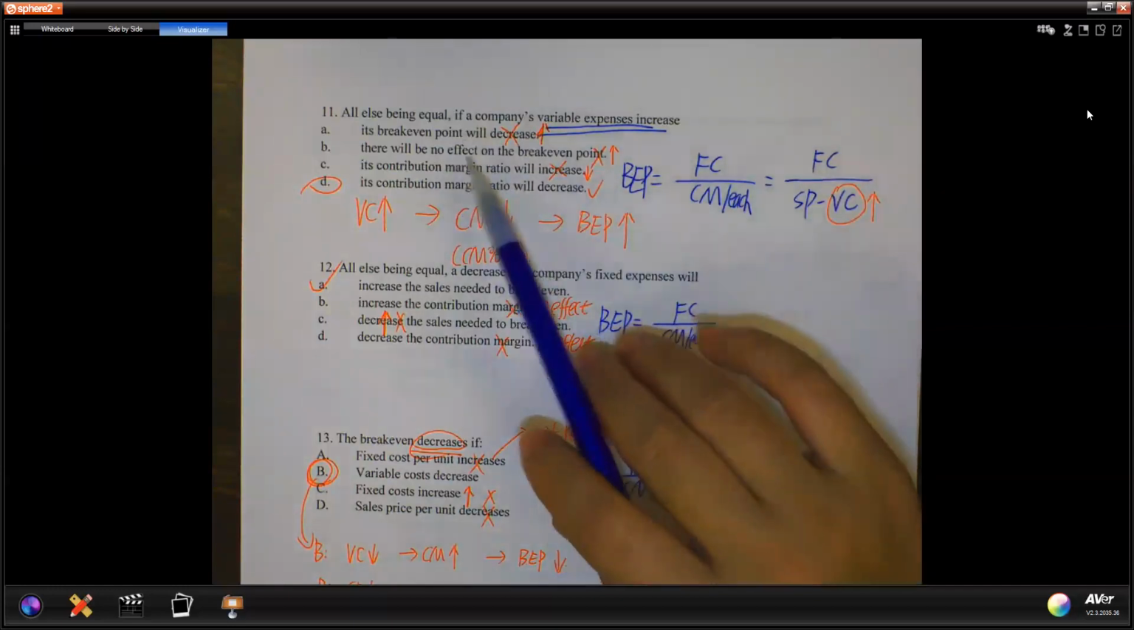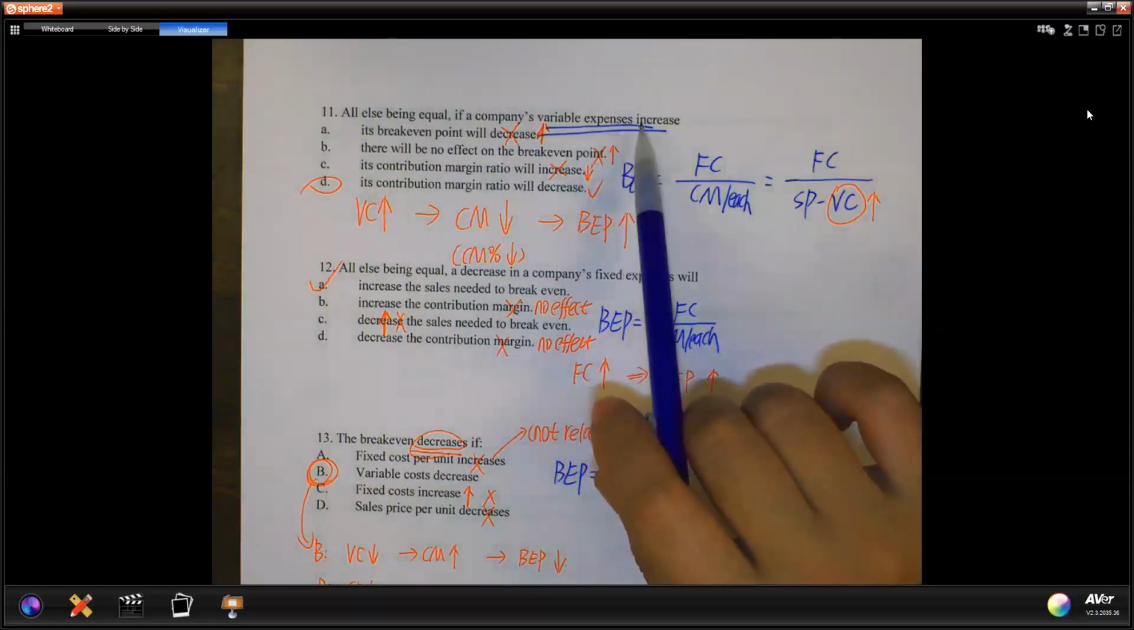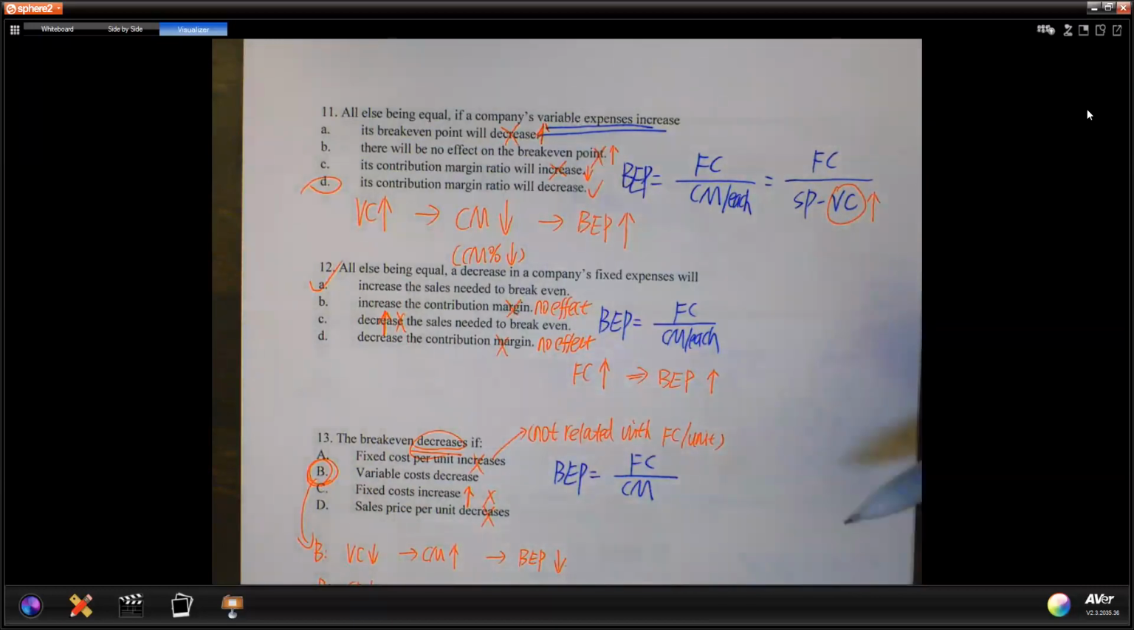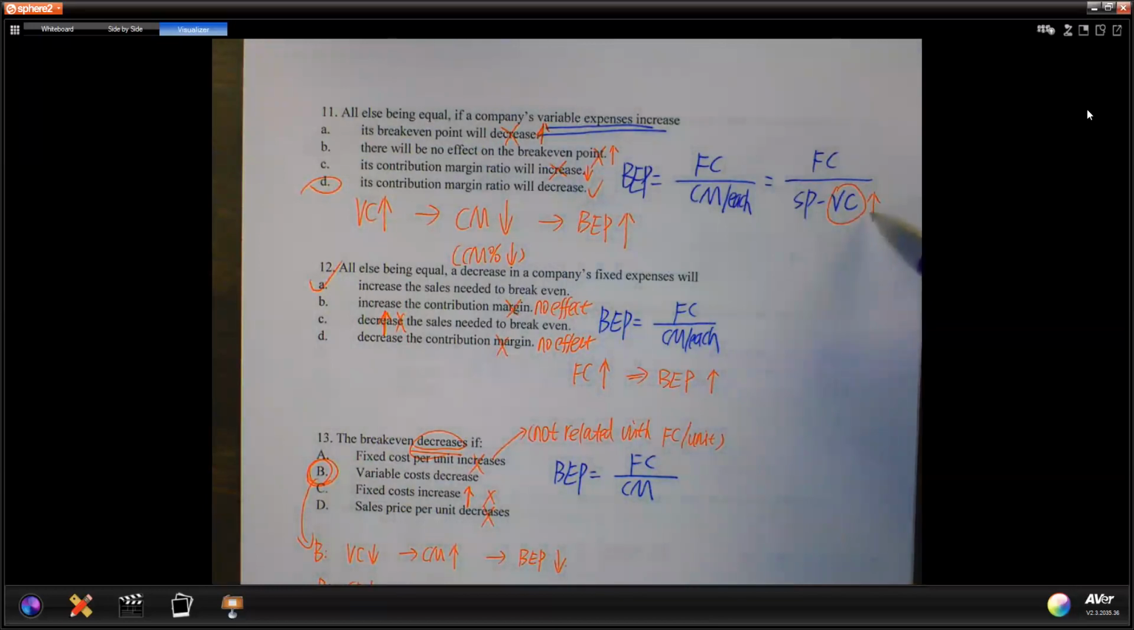Okay, question 11 talking about variable expense increase. Variable cost increase, variable expense, variable cost, they are the same. So if your variable cost increases, all other things being constant, you only have variable cost increase.